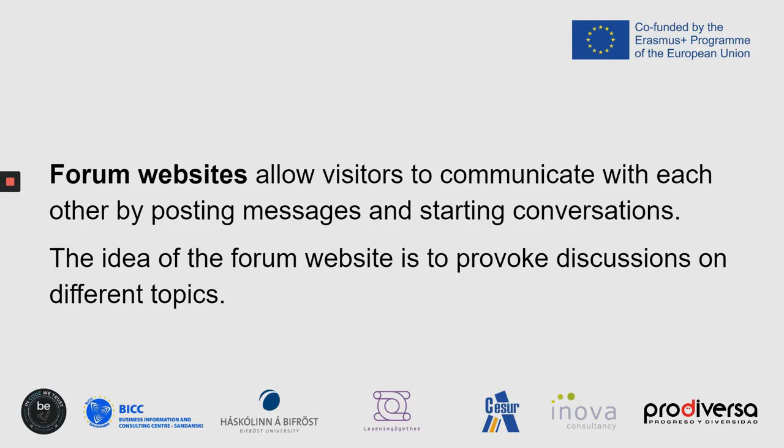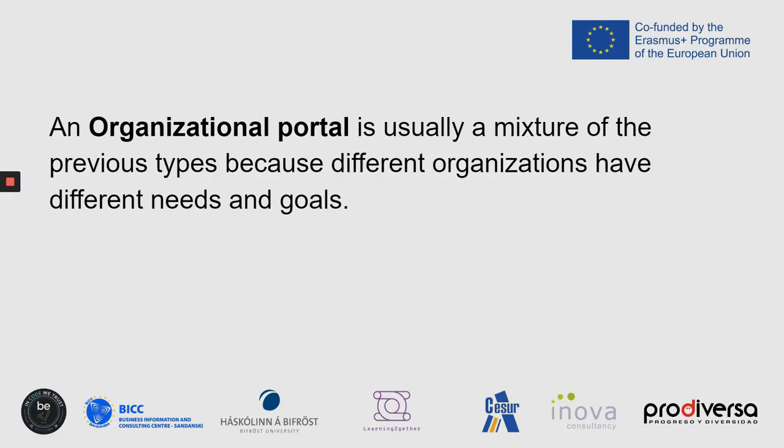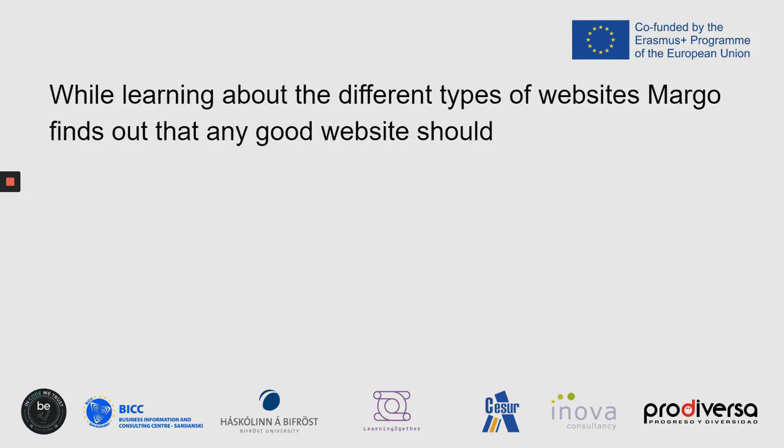The idea of the forum website is to provoke discussions on different topics. A website developed collaboratively by a community of users, allowing any approved user to add and edit content, is called a wiki. A very famous example of this is Wikipedia. An organizational portal is usually a mixture of the previous website types because different organizations have different needs and goals.